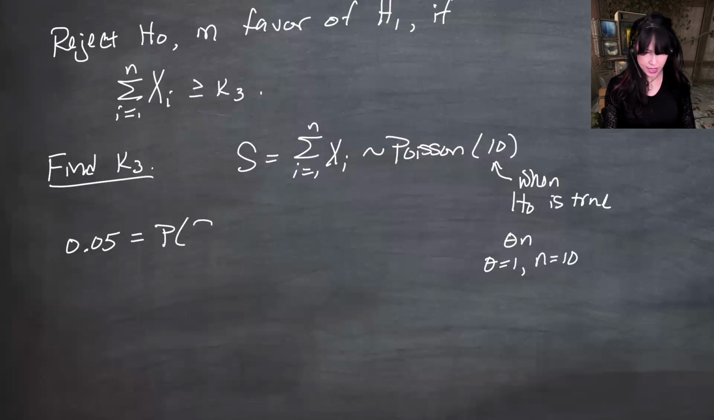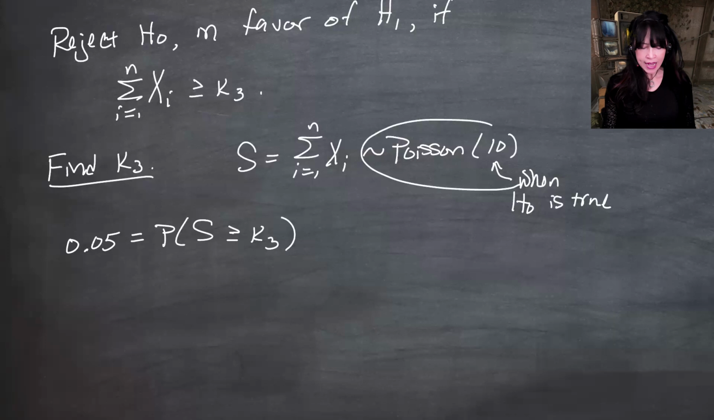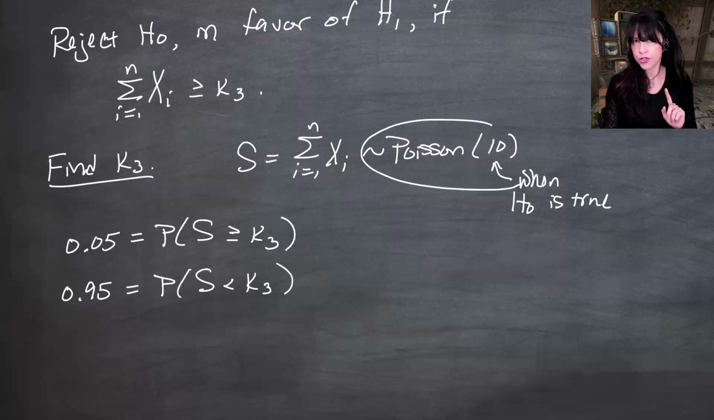Okay, so now I'm just going to say S greater than or equal to k3. And as long as I have it in the description of the distribution of S, I don't need to write semicolon anything anymore. I don't have a nice expression for this cumulative probability. The first thing I'm going to do is turn both sides around. So I'm going to look for 0.95 as the probability that S is strictly less than k3. And that strictness is important because we're working with a discrete distribution. And again, S has the Poisson 10 distribution.